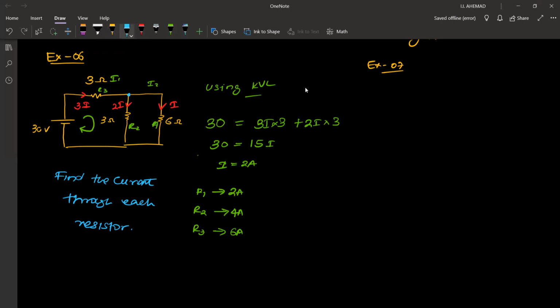Okay, so here, can you give a try for this question? It's slightly different, but that's all right. Try to mark the current properly.